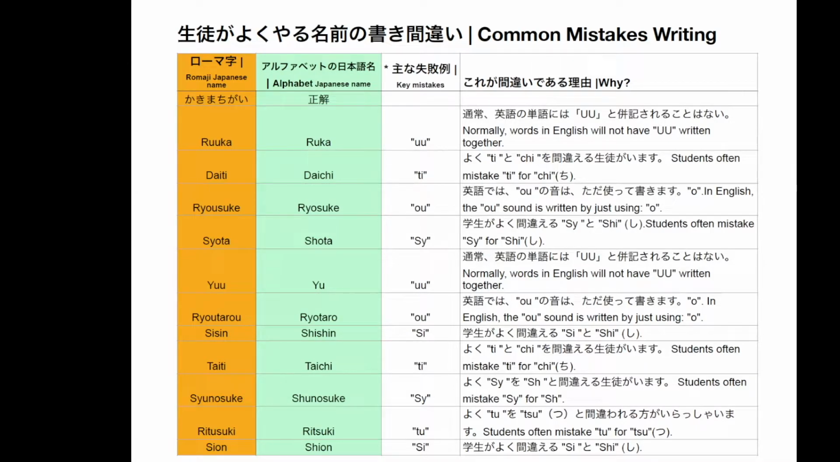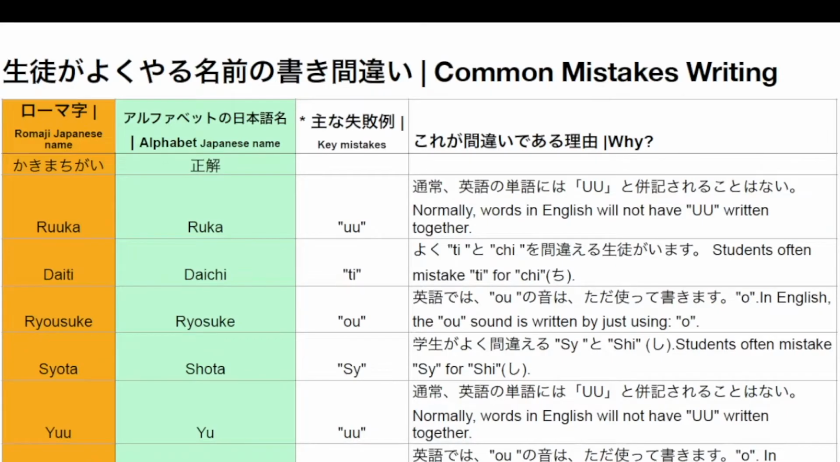Okay, as you can see, in this common mistakes chart that I have made, there are many mistakes with common names. For example, let's look at Ruka. Many students will write Ruuka, which is the sound. And this is the Romaji version.